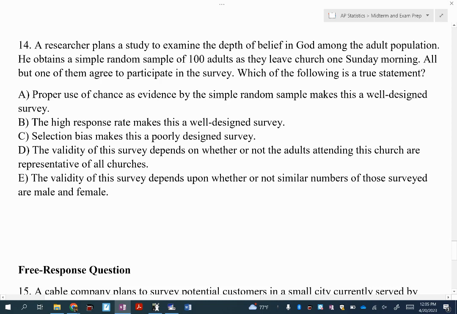So they're doing this as they leave church, right? And they're asking about the depth of belief in God among the adult population. Well, I think we'd probably all agree that if you're polling people after church, they're more likely to say that they believe in God, right? Most likely. I'm not saying everybody. So I'm thinking C. Again, this sample is not a good representation of all adults.